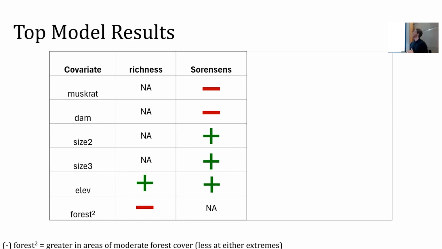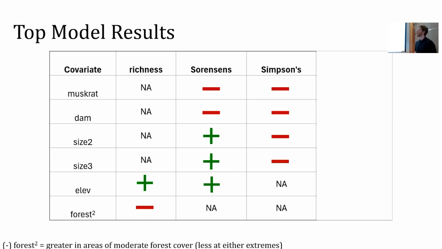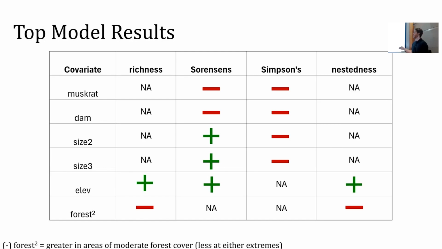Looking at overall beta diversity, muskrat and dam both had a negative influence, whereas size and elevation had a positive influence. Simpson's, which is again that turnover, muskrat and dam had a negative influence as well as size. And finally, nestedness, which was just that base model, had the same results as species richness, in which elevation had a positive effect and forest squared had that negative effect.